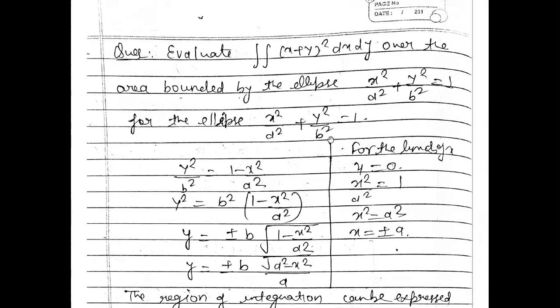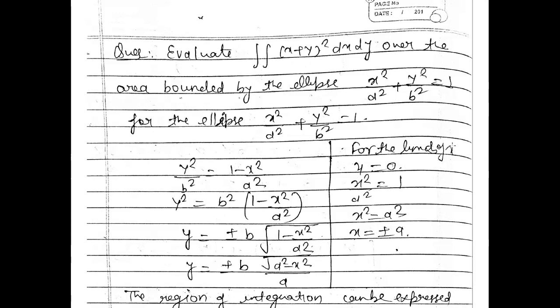So from this ellipse, we will find our y value. So y is equal to plus minus b upon a square root of a square minus x square. You can see that y square is equal to, we can write it this line, and just after squaring on both sides, y is equal to plus minus b square root of a square minus x square upon a.